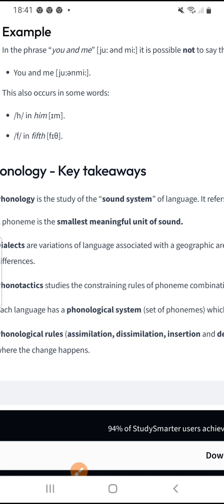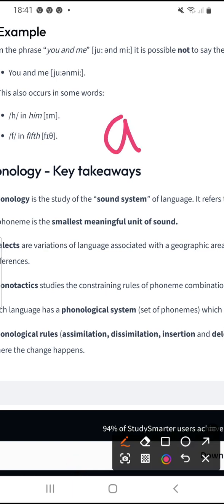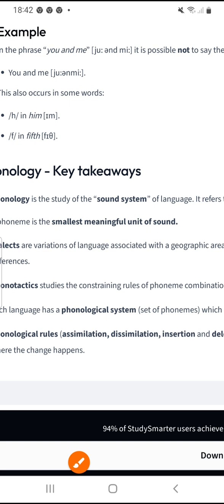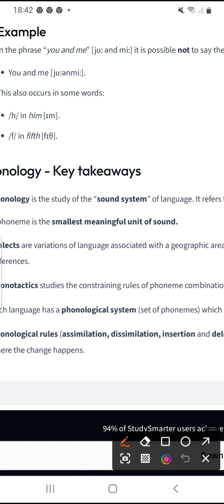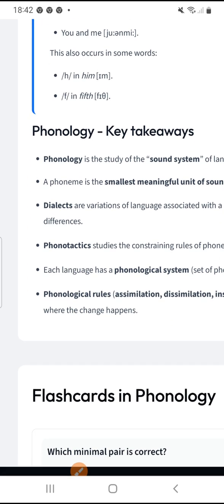You and me, right? So "and me," not "and me." "You and me." So that is written here. I'm repeating: "you and me." So that is not D, the pronunciation is important. So that is the example of deletion, because we have deleted the D in "and," right?